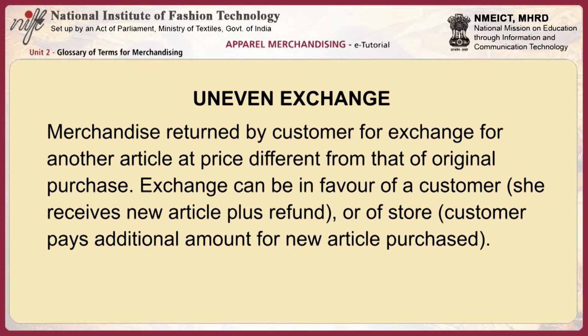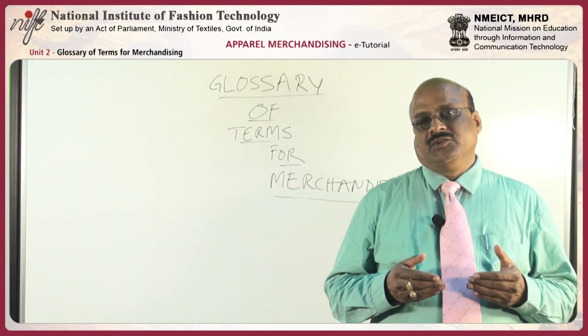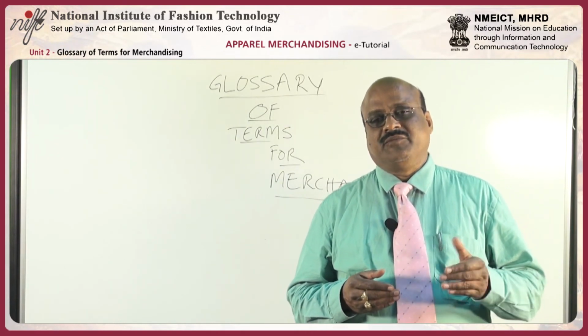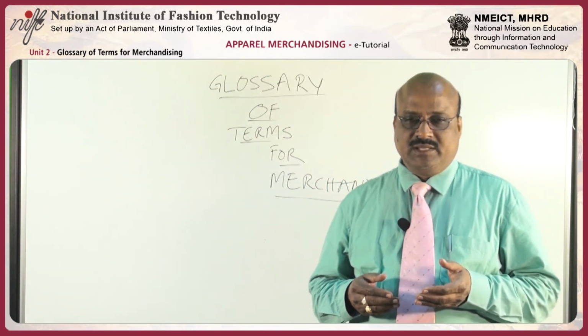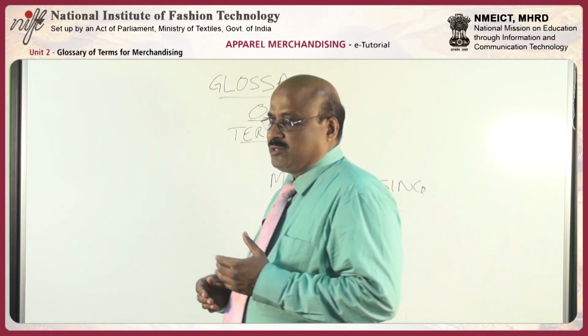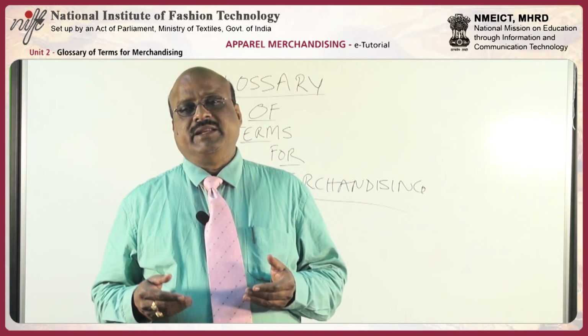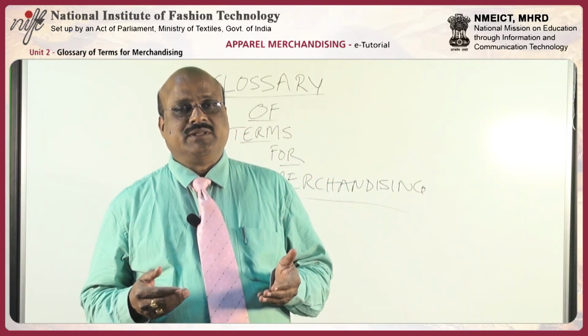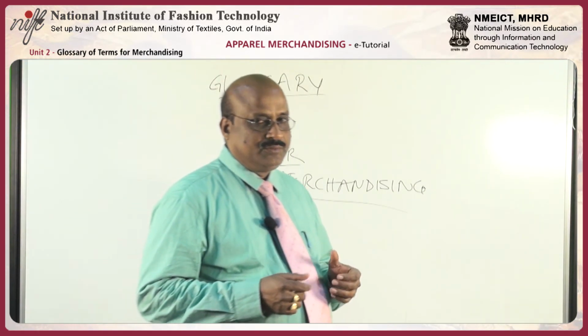Exchange can be in favor of the customer. She receives a new article plus a refund, or the customer pays an additional amount for the new article purchased. So whenever there is a difference in the price, the store may refund some of the amount because the new article purchased is less in price than the original article, or the customer may end up paying an additional amount to the store because the new article is costlier than the original article that he has returned. This kind of situation is called uneven exchange.